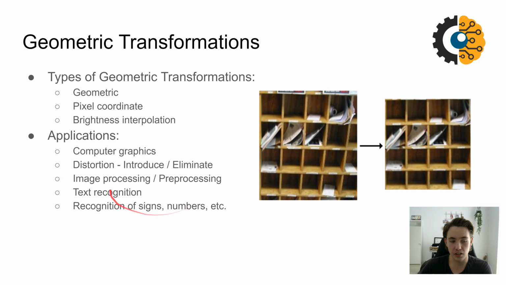We can also use them for image pre-processing and text recognition, when we have done our pre-processing with our transformations, and then we can recognize signs and numbers, etc.